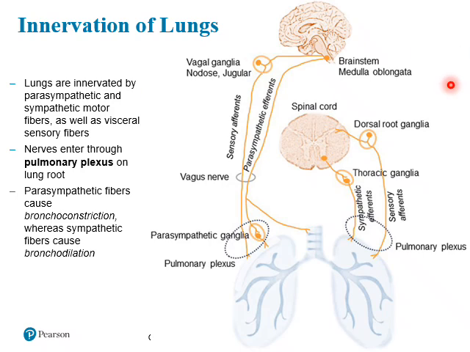So the lungs are innervated by the parasympathetic and sympathetic motor fibers, as well as visceral fibers. The nerves enter through the pulmonary plexus. And let me see if I can, there you go, that's where the pulmonary plexus is, on the lung root. Parasympathetic fibers cause bronchoconstriction, whereas the sympathetic fibers can cause bronchodilation.